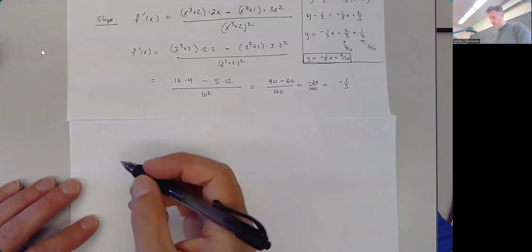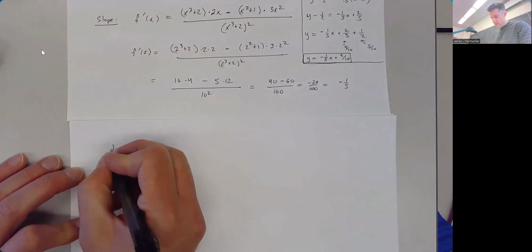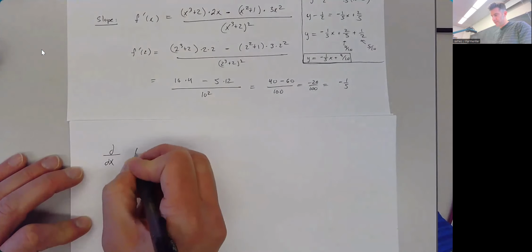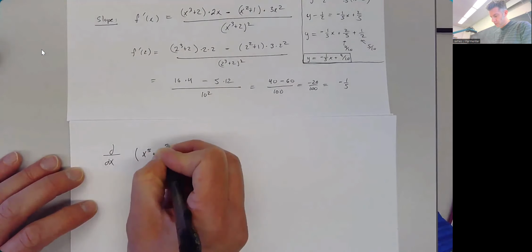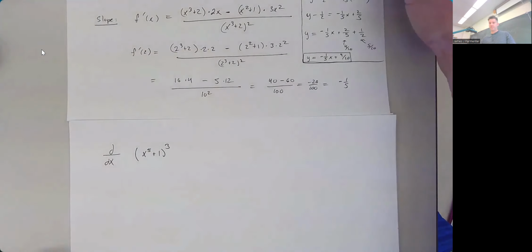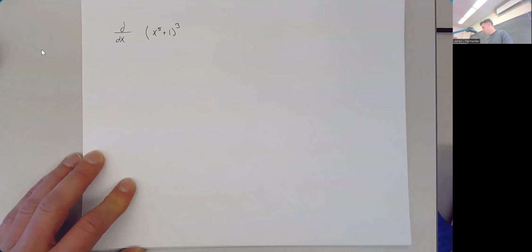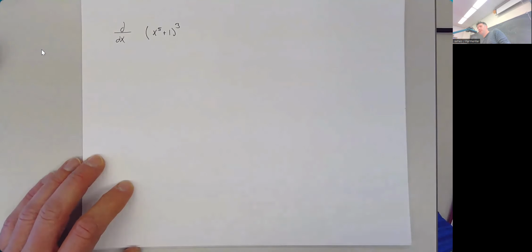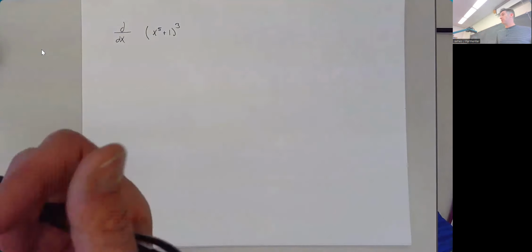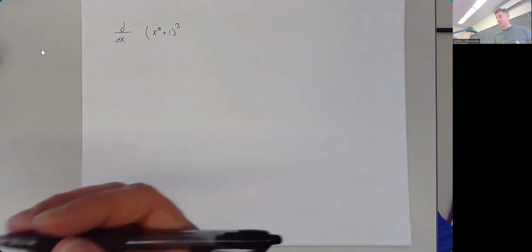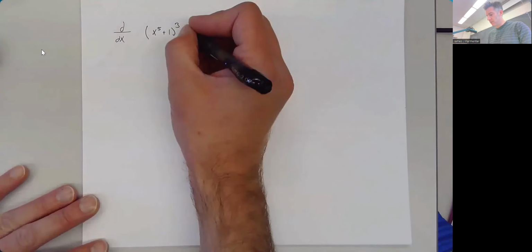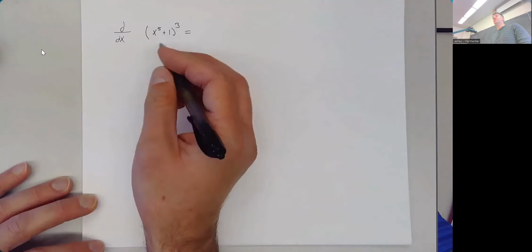Yeah, let's go here. Let's say I want to find the derivative of, how about this example, x to the 5th plus 1, cubed. We could multiply this out. In fact, we're going to multiply this out. So sometimes, lots of times, when you're trying to take a derivative, just simplifying the thing first is a good idea. It makes it easier.